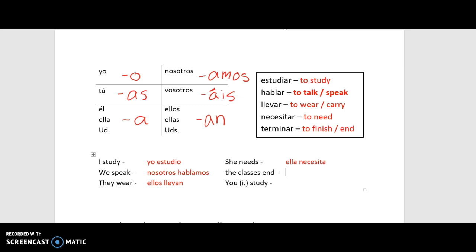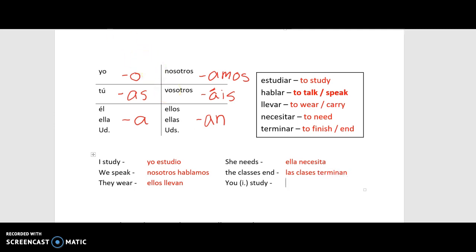Okay. We're going to go down here. The classes end. The classes. Las clases. This is a little more challenging because las clases isn't in the chart. So you have to ask yourself, where do inanimate objects fall? It's things. And remember, objects are always going to be right down here in the third person. It's plural. Right over here. So las clases terminan.